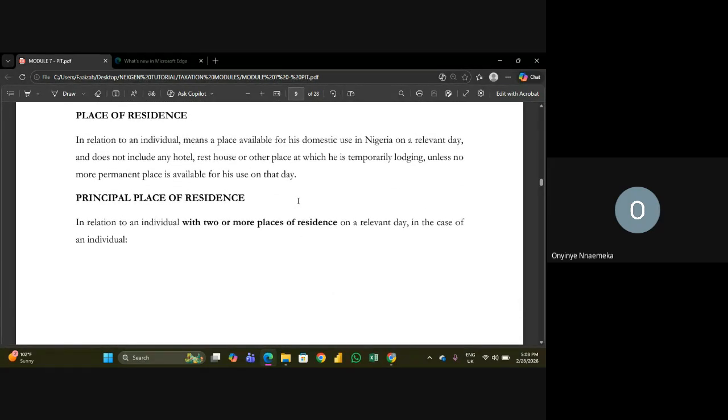Now, place of residence. Let's talk about the place of residence. This is a place that is in regard to an individual. It's a place available for his domestic use in Nigeria on a relevant day and does not include a hotel, rest house, or other place at which he is temporarily lodging, unless no more permanent place is available for his use on that day. So your place of residence is where you use as your domestic place, where you habitually stay in Nigeria on any relevant day. And of course, you are not counting hotels, lodging, rest houses, or guest houses. That is not a place of residence.